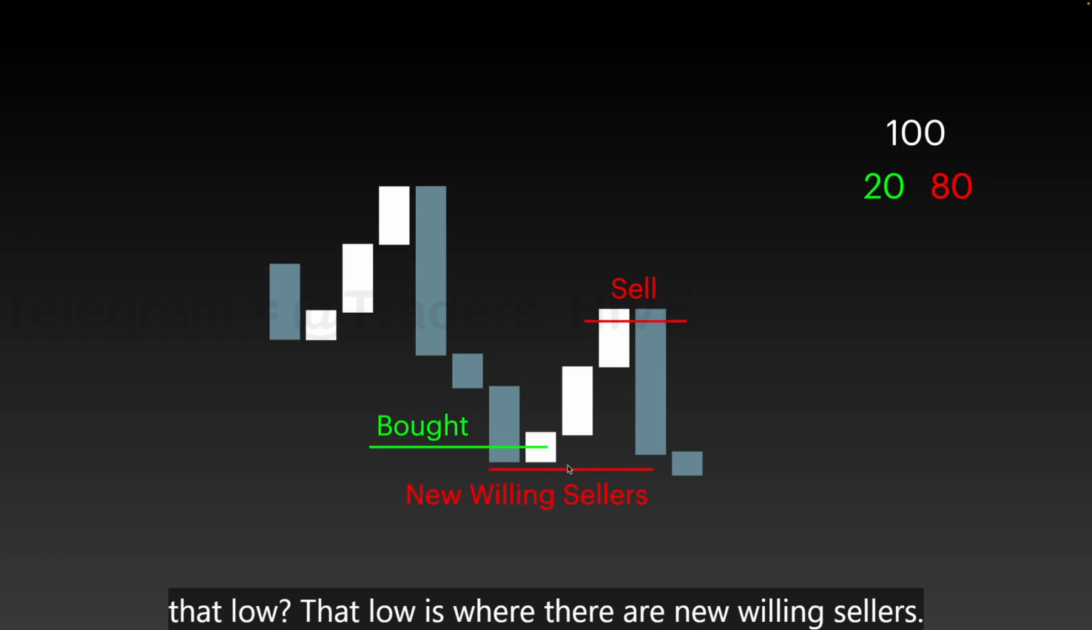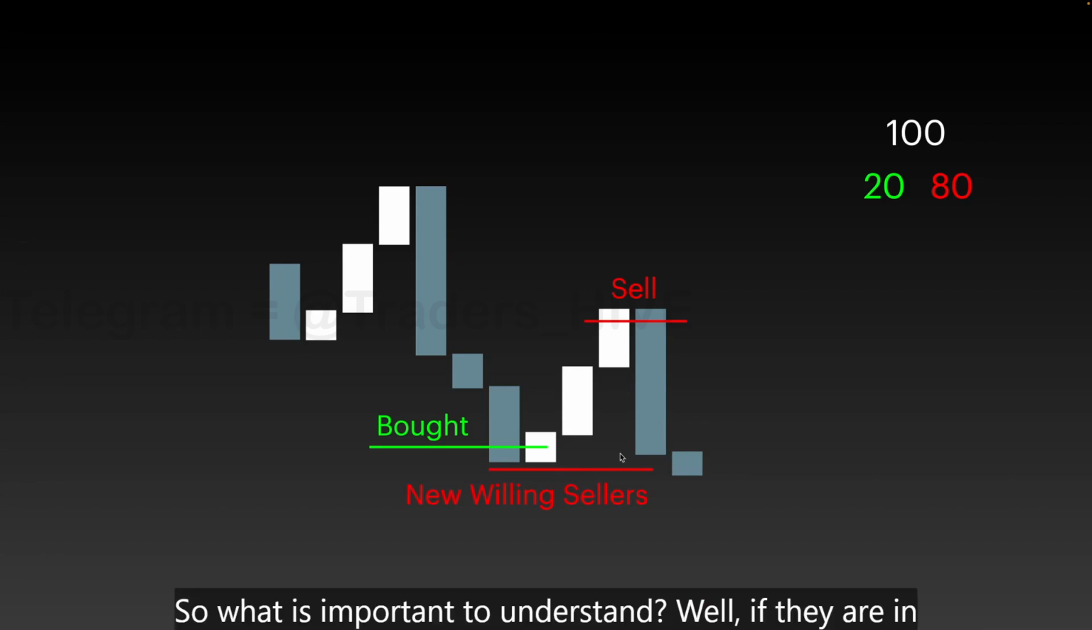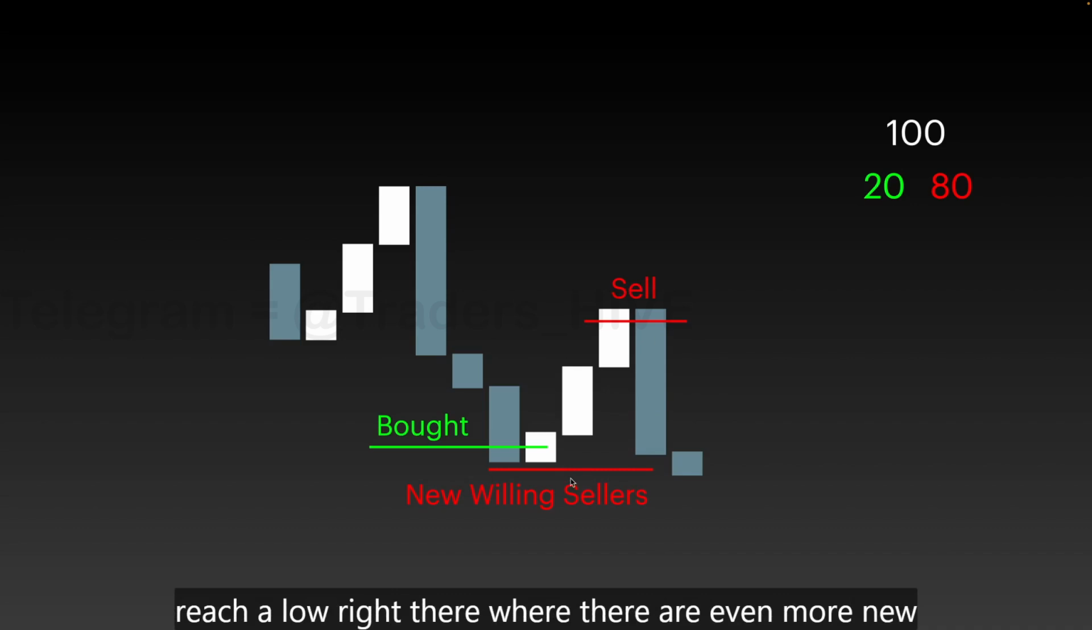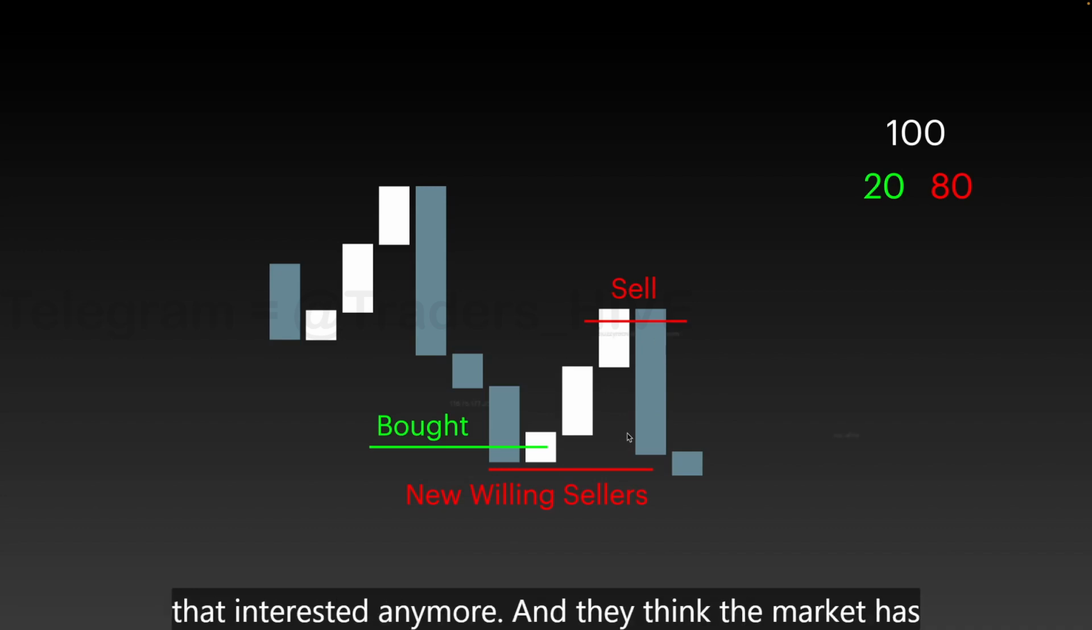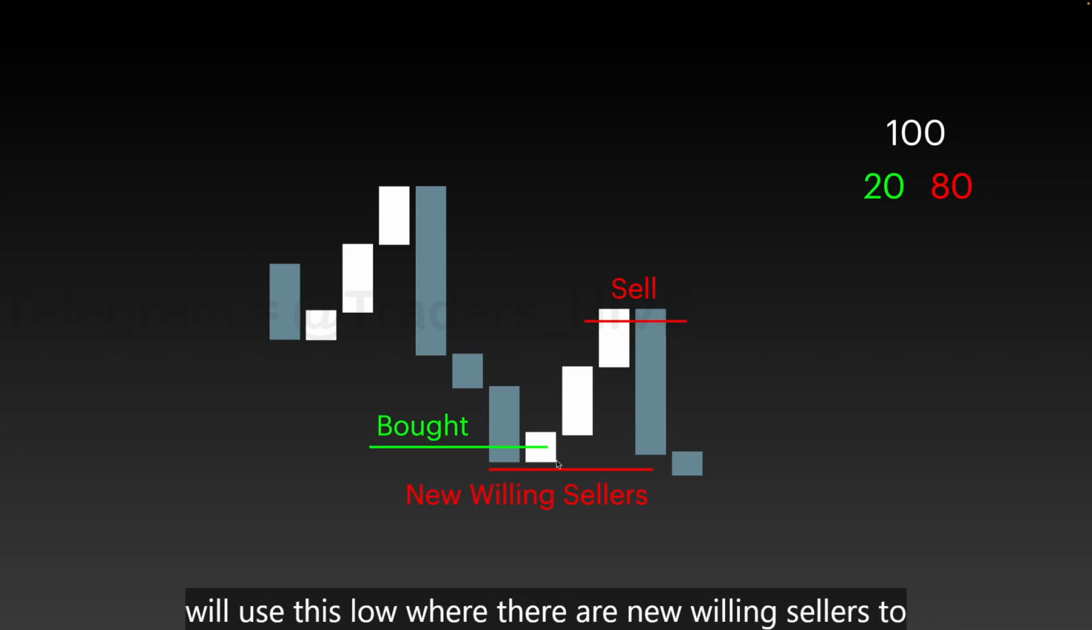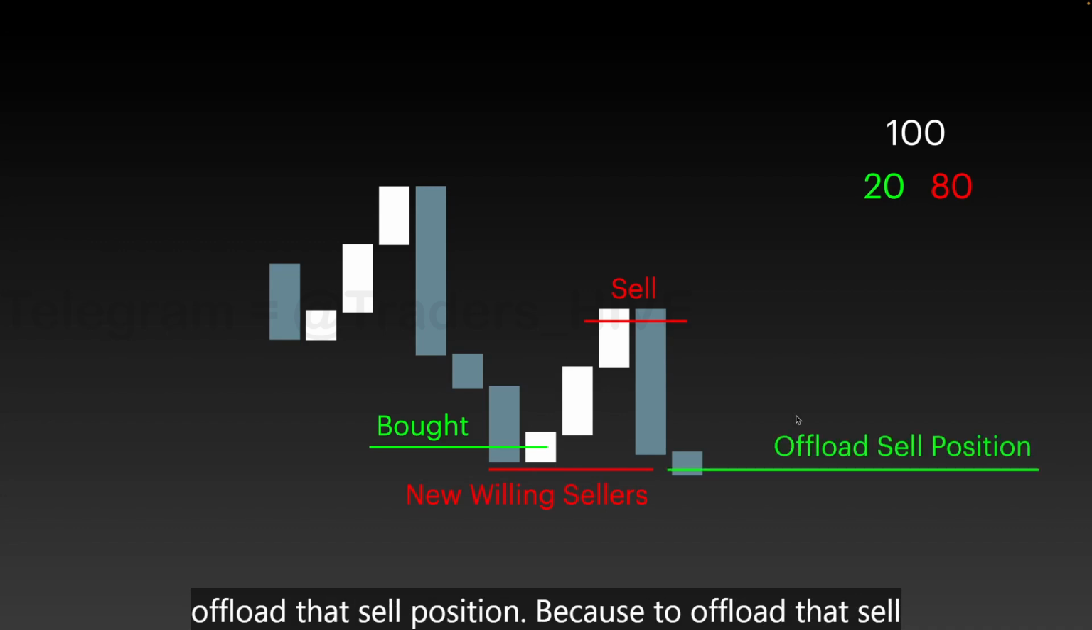That low is where there are new willing sellers. So what is important to understand? Well, if those institutions are in that sell position, and they reach a low right there where there are even more new willing sellers, then let's say those institutions are not that interested anymore and they think the market has reached the bottom. They don't want to be in a sell position anymore and they want to get rid of it. They will use this low where there are new willing sellers to offload that sell position.